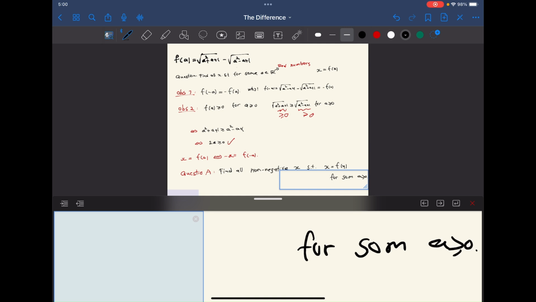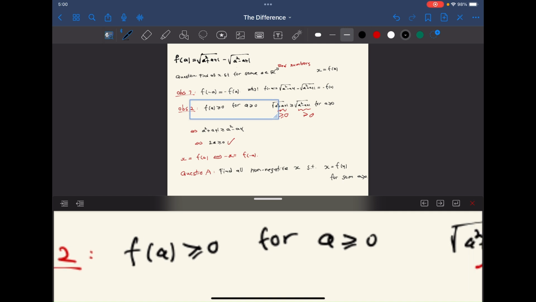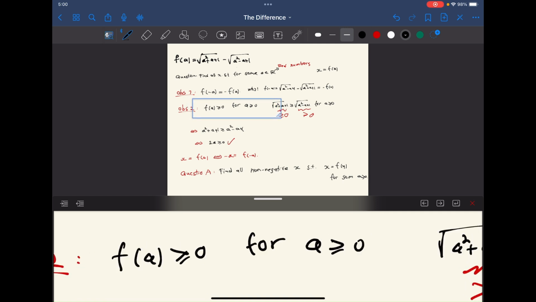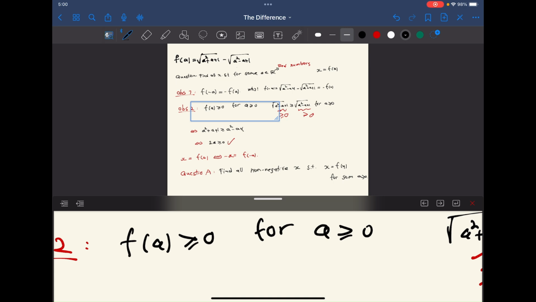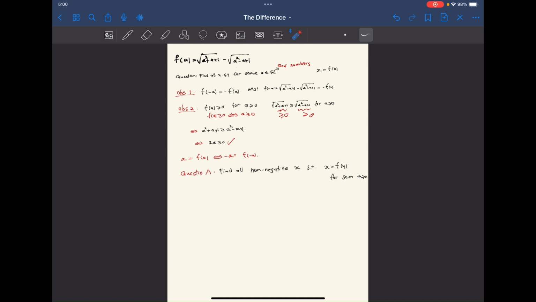a non-negative. Notice that here I showed that f of a is non-negative for a non-negative, but this is a vice versa statement, right? Because basically here I could write f of a non-negative if and only if a is non-negative. And the reason why that's the case is because of this simple equation we have here.